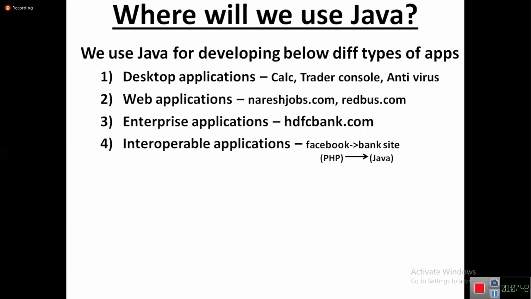Okay? Come on. We need to complete this topic today. Tomorrow, freshly, we want to start the next story. So, interoperable applications. These are the four major applications we can develop using Java. Then tell me, using Java, can I develop any other applications?